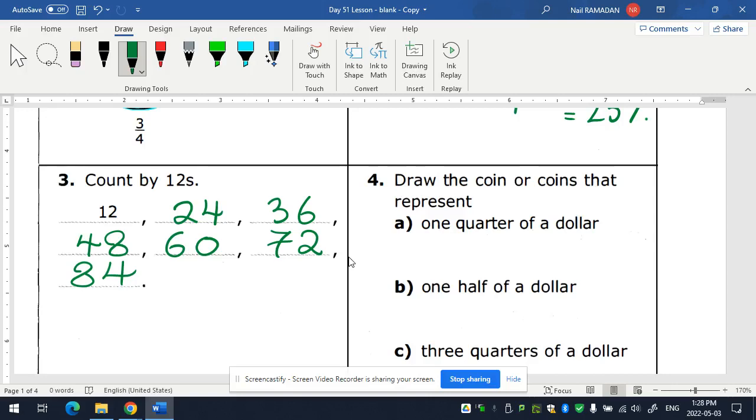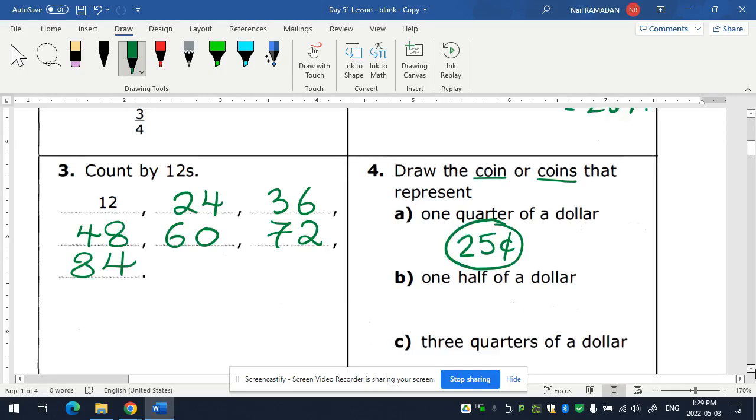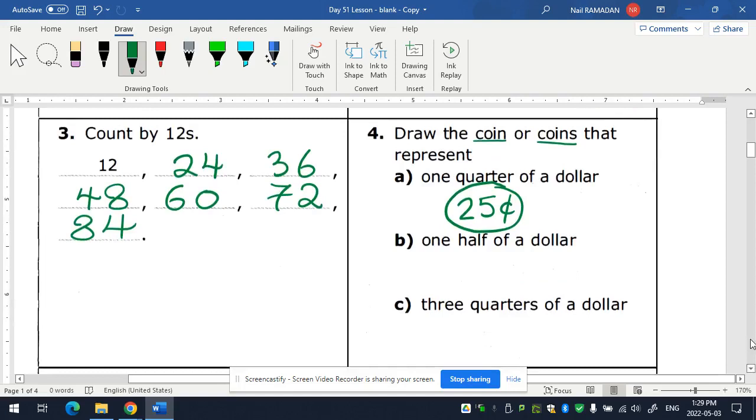Draw a coin or coins that represent 1/4 of a dollar. You can sketch a single coin if it does the job, or coins if you choose to. So here we're just gonna sketch 25 cents. Let's keep it simple for today. 25 cents. How about one half of a dollar? No, they want 1/4 of a dollar. That is true, but they only want one of these. They didn't say sketch the dollar as a bunch of quarters or a bunch of dimes or a bunch of nickels.